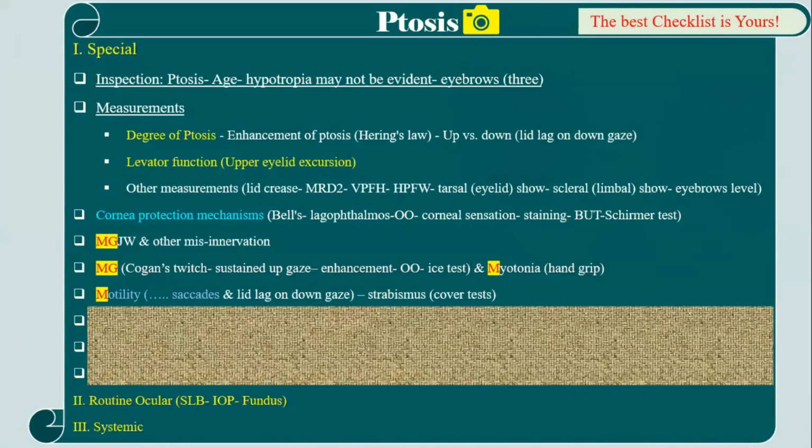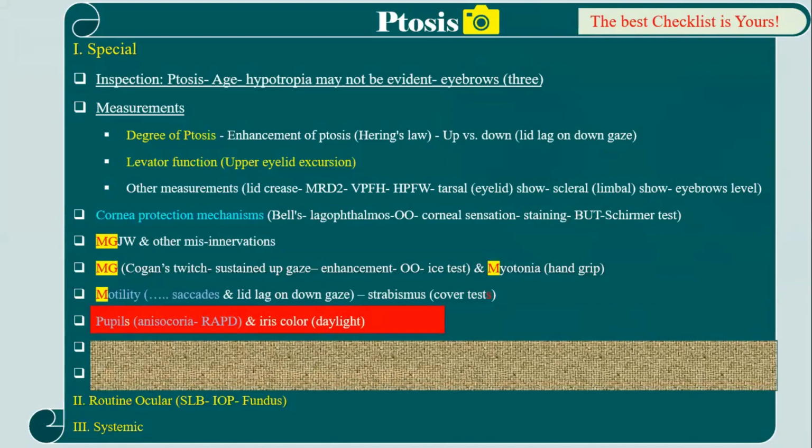All right. So what's the next point? Pupils. Okay, so this is a kind of revision again, but revision is always good. Pupils: we check for anisocoria, of course, and RAPD.